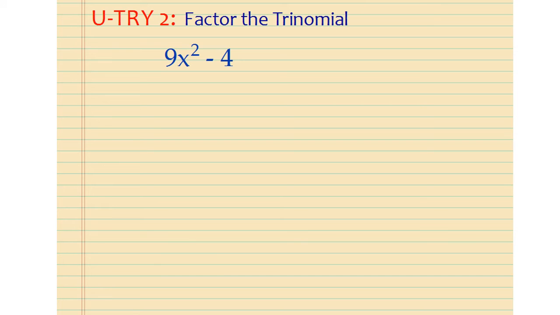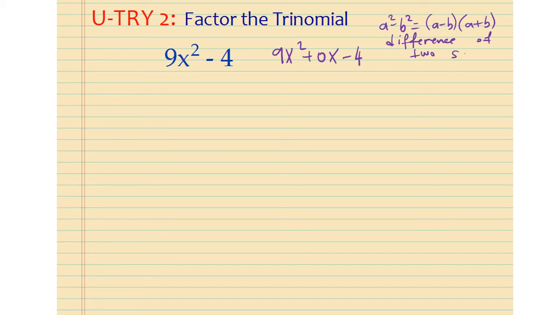Here's your U-try. You can write this as 9x squared plus 0x minus 4 and solve it the way we've been doing by using the grouping method. Or you can try to use a squared minus b squared is equal to a minus b times a plus b, the difference of two squares. Either method, you should be getting the same answer.